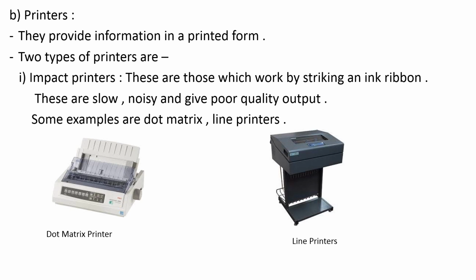The image of the dot matrix printer and line printers you can see on your screen. They look exactly like this. But they were used in previous years, in the very earlier years, when the invention of printers was done. They were very slow, they were very noisy. Noisy means when they used to produce the printing output, they used to produce much noise. And due to that they also used to give poor quality output. So moving on.